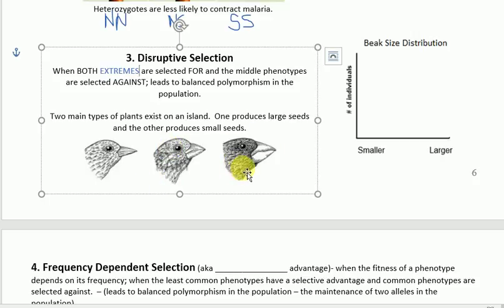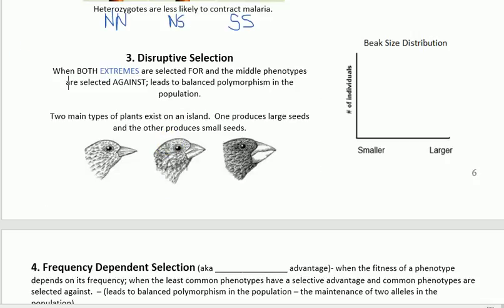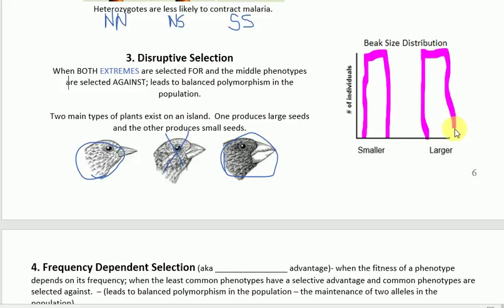So what's going to happen is this intermediate is going to be selected against, and these 2 will be selected for, depending on where they're at on the island, because we have large seeds and we have small seeds. So what's going to happen again is we're going to end up with a large amount of population with the small beak, a large amount of population with the large beak, and a small population with the intermediate.